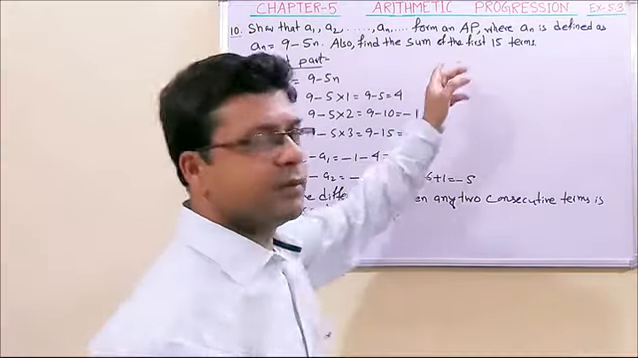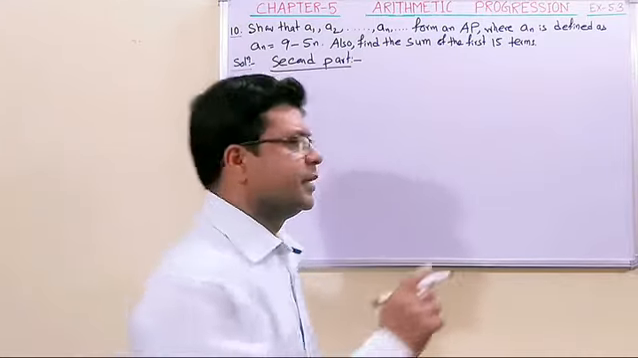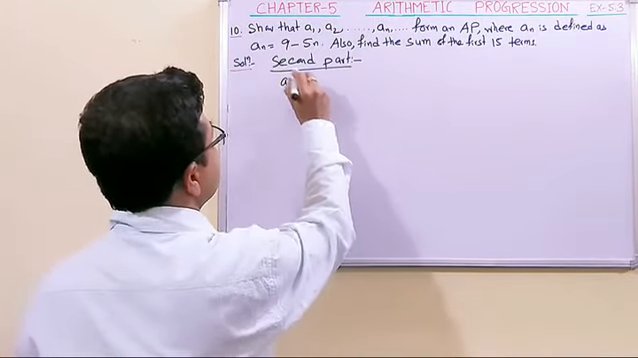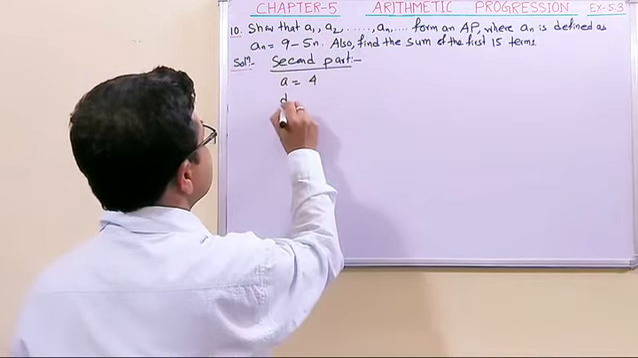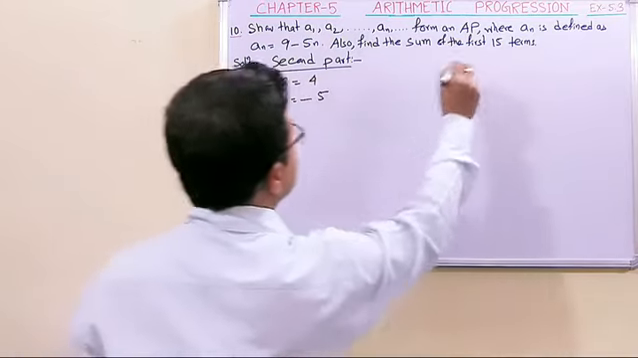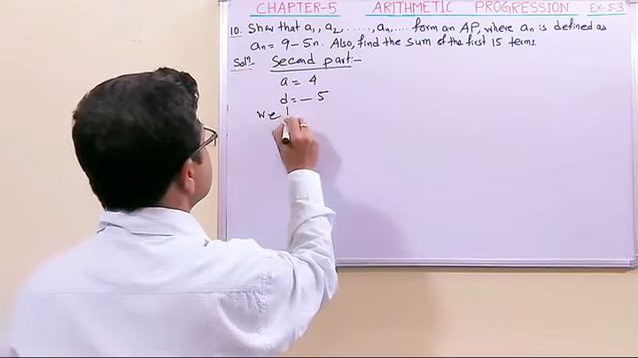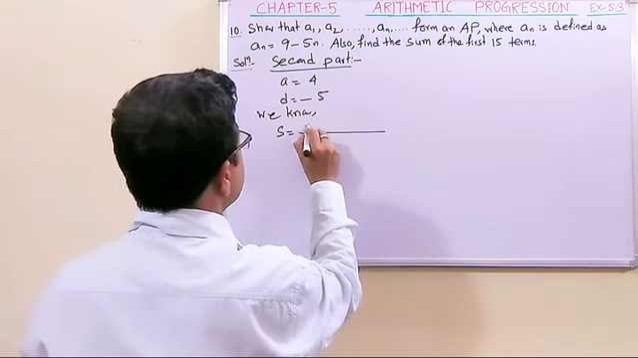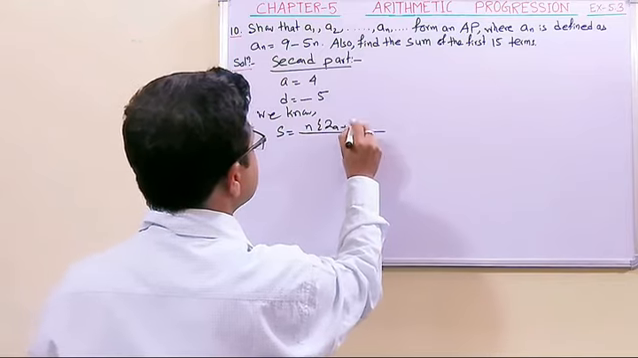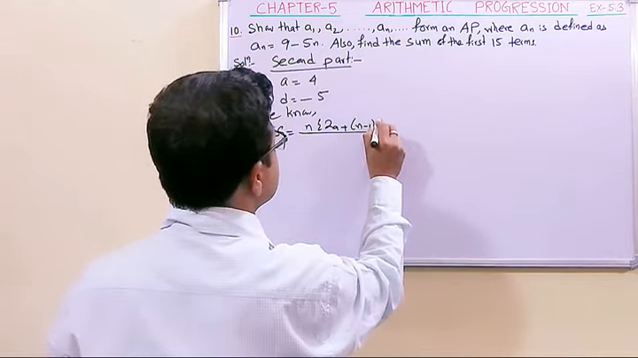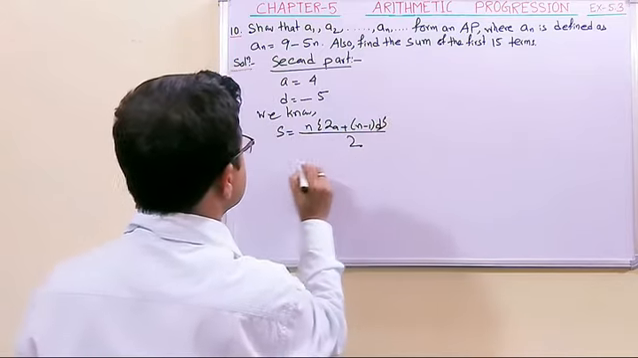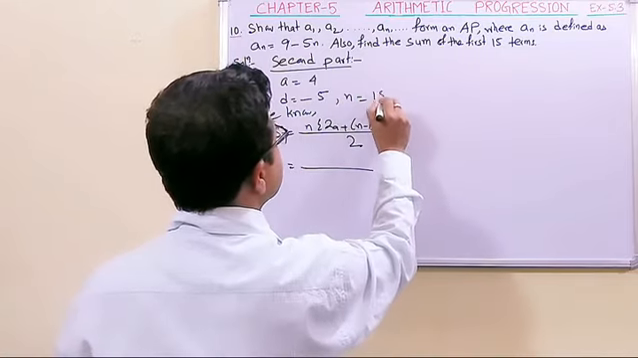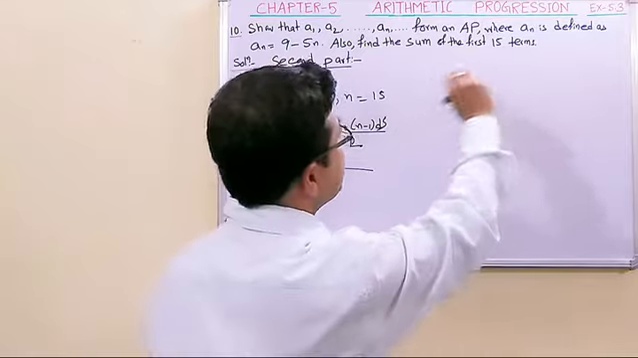Okay, now let us solve the second part. Here in the second part, a was how much? 9 minus 5, it is 4. d was minus 5. Now let us find the sum. We know S equals n into (2a plus (n minus 1) into d) divided by 2. Now here n is how much? 15. We have to find the sum of the first 15 terms.